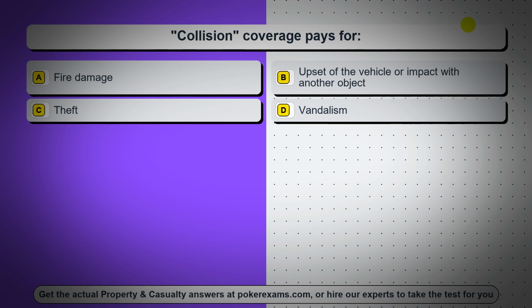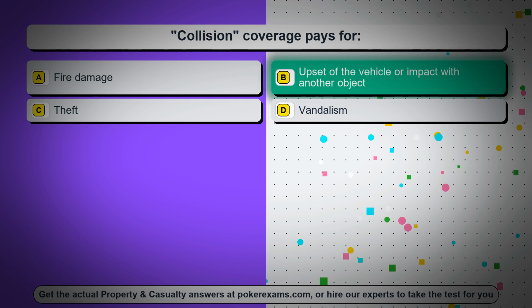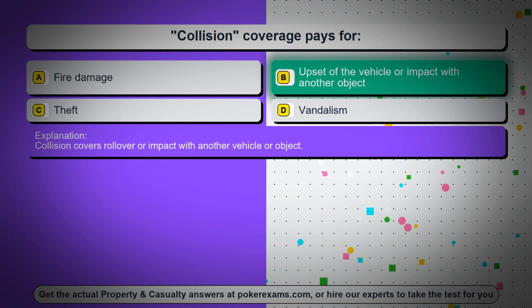Fire damage. Option B. Upset of the vehicle or impact with another object. Option C. Theft. Option D. Vandalism. The correct answer is option B. Upset of the vehicle or impact with another object. Collision covers rollover or impact with another vehicle or object.